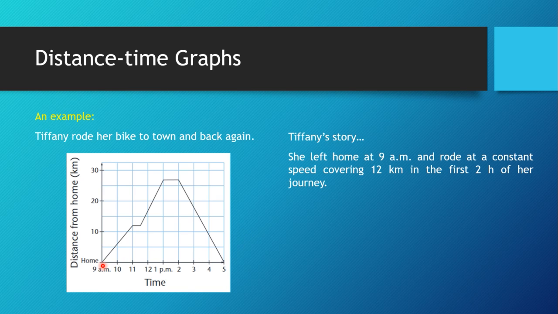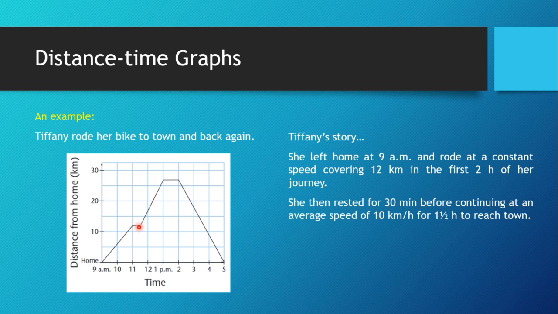Her story. We see that she leaves home at 9 a.m. She rides at a constant speed, covering 12 kilometres in that first hour. So there's the first 2 hours, 12 kilometres is travelled. She now has a break and rests for 30 minutes before she continues at an average speed of 10 kilometres per hour for 1.5 hours. So we can do the calculation and find out how far she went, which was 15 kilometres, and it took her 1.5 hours. So she's travelled 10 kilometres every hour.